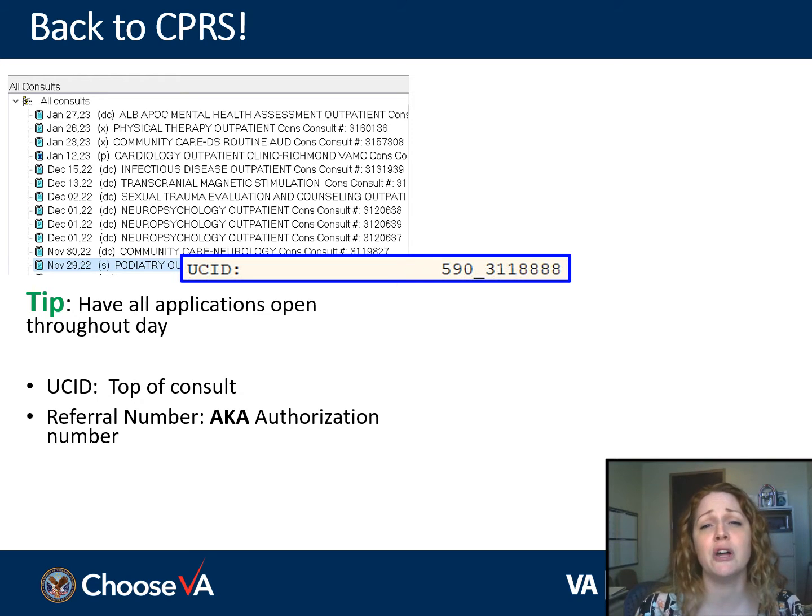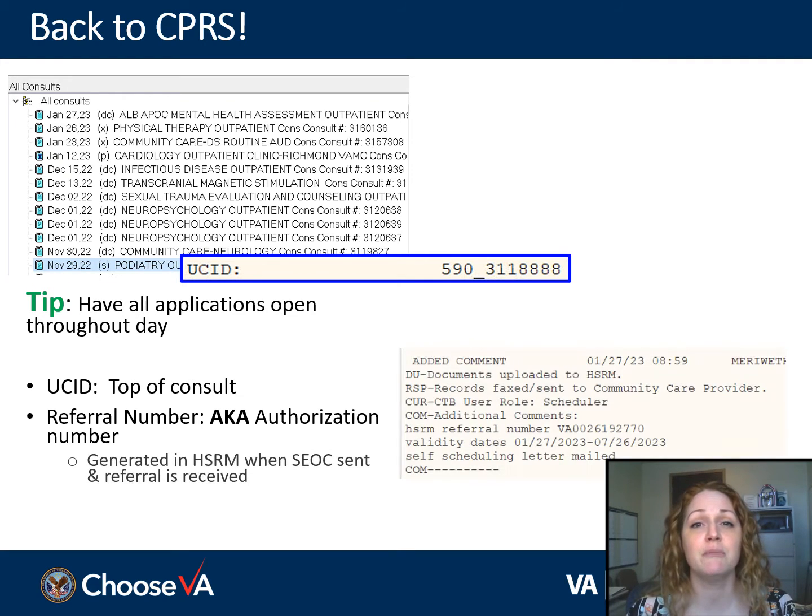Now, the referral number, also known as the authorization number, is not something that automatically populates in CPRS. We rely on our MSAs to make sure that we enter that authorization number in the toolbox, and after we annotate it in the toolbox and we save that to the consult, the referral number will then appear in the comment section of the consult when you scroll down to the bottom.